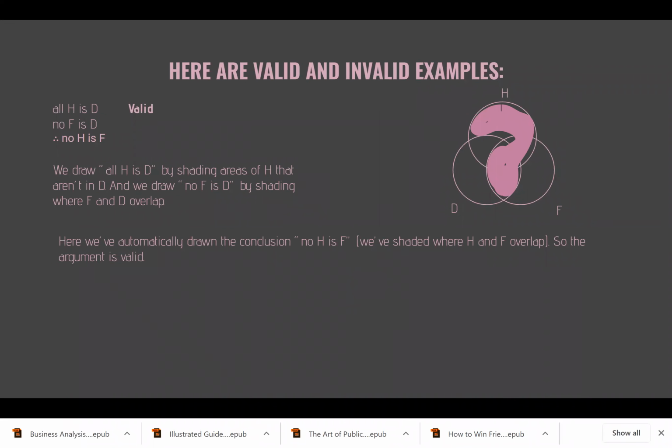Here are valid and invalid examples. So here we have all H is D, no F is D, therefore no H is F, and that's valid. So we draw all H is D by shading areas of H that aren't in D. And we draw no F is D by shading where F and D overlap. Here we've automatically drawn the conclusion no H is F because we've shaded where H and F overlap. So the argument is valid.